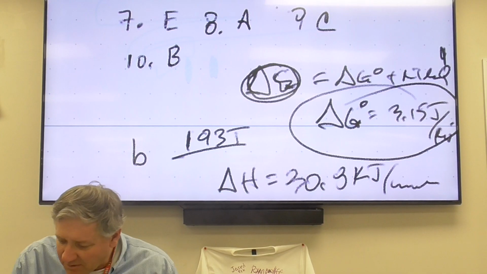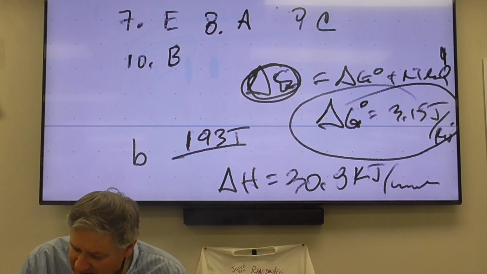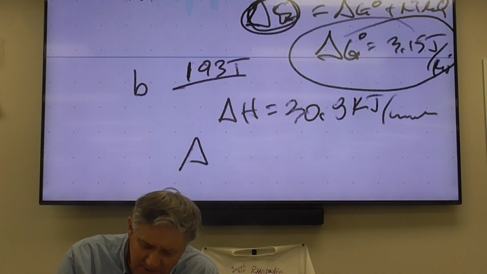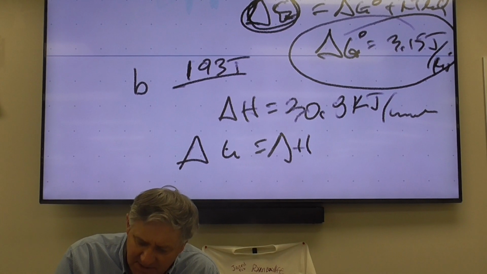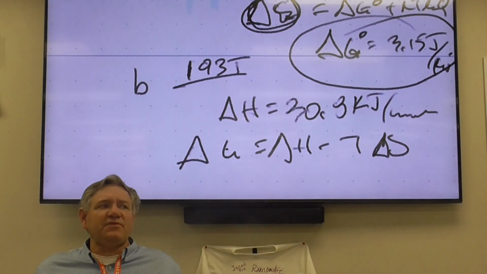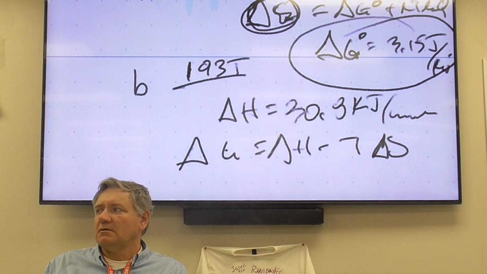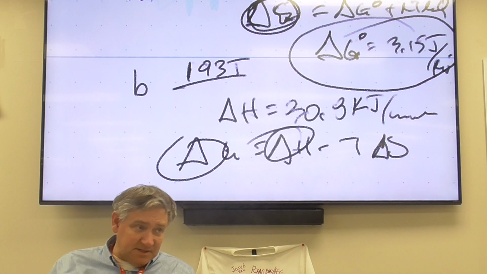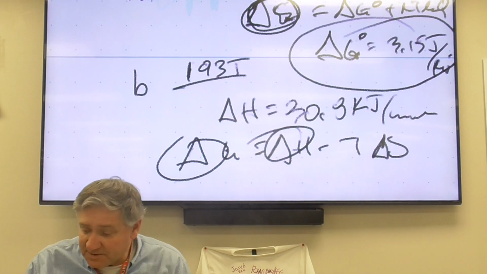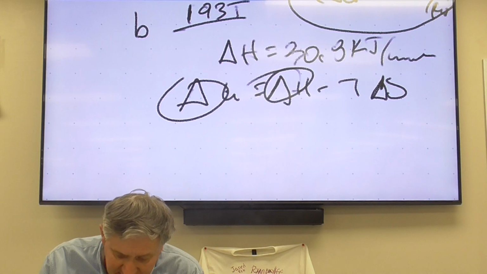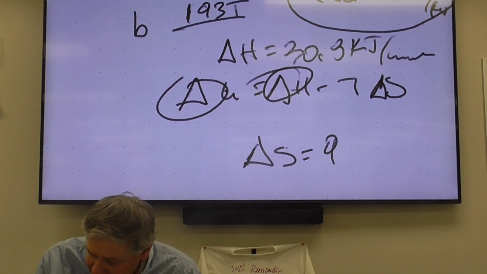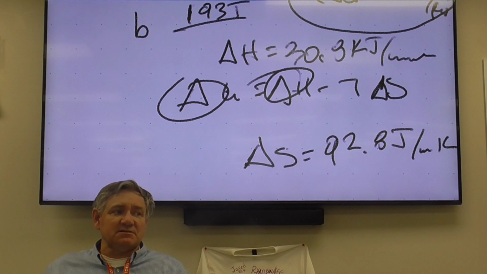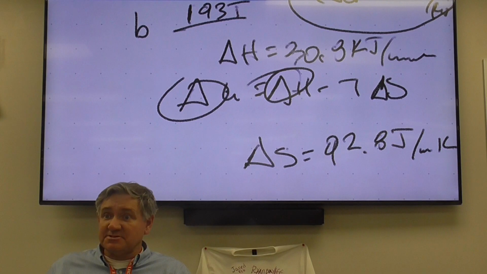Cool. So then on C it says calculate your entropy. Well, on that one, you're going to use delta G equals delta H minus T delta S. What's the only thing you don't know? You know the temperature is 25 degrees Celsius. You found delta G, you just found delta H, so you're going to solve for delta S. If you do that, you get 92.8 joules per mole Kelvin. Does it make sense that that's positive? If you look at the reaction.